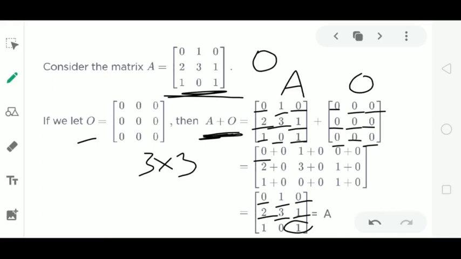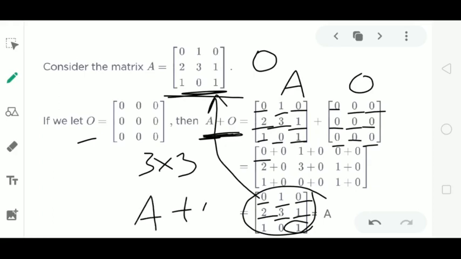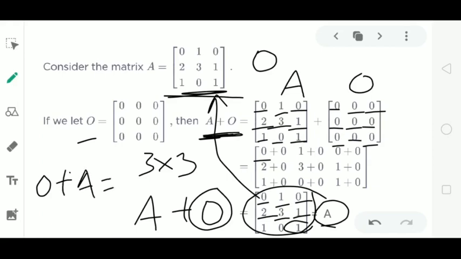Now you can observe here, this resultant matrix is nothing but matrix A itself. So we are getting the sum of A plus the 0 matrix as A itself. Hence we conclude that the 0 matrix is the additive identity for matrix addition. And as we know that addition of matrices is commutative, 0 plus A is also equal to A.